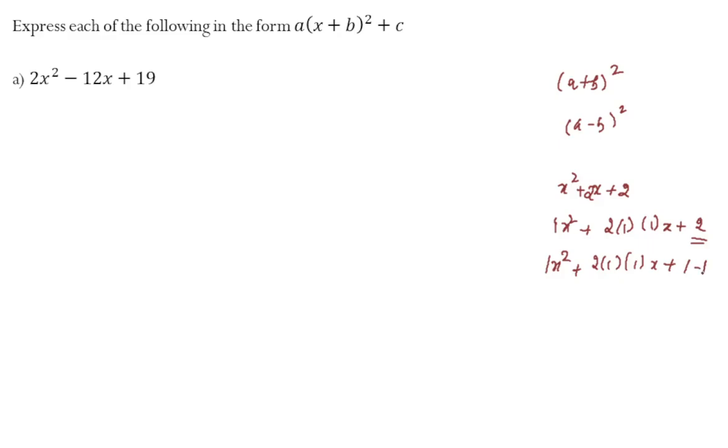We can add 1 and subtract 1. Then what can we do? We can write the first three terms in the form (x plus 1) the whole square. That is, (x plus 1) the whole square, and then we write the constant term in this way, plus 1.